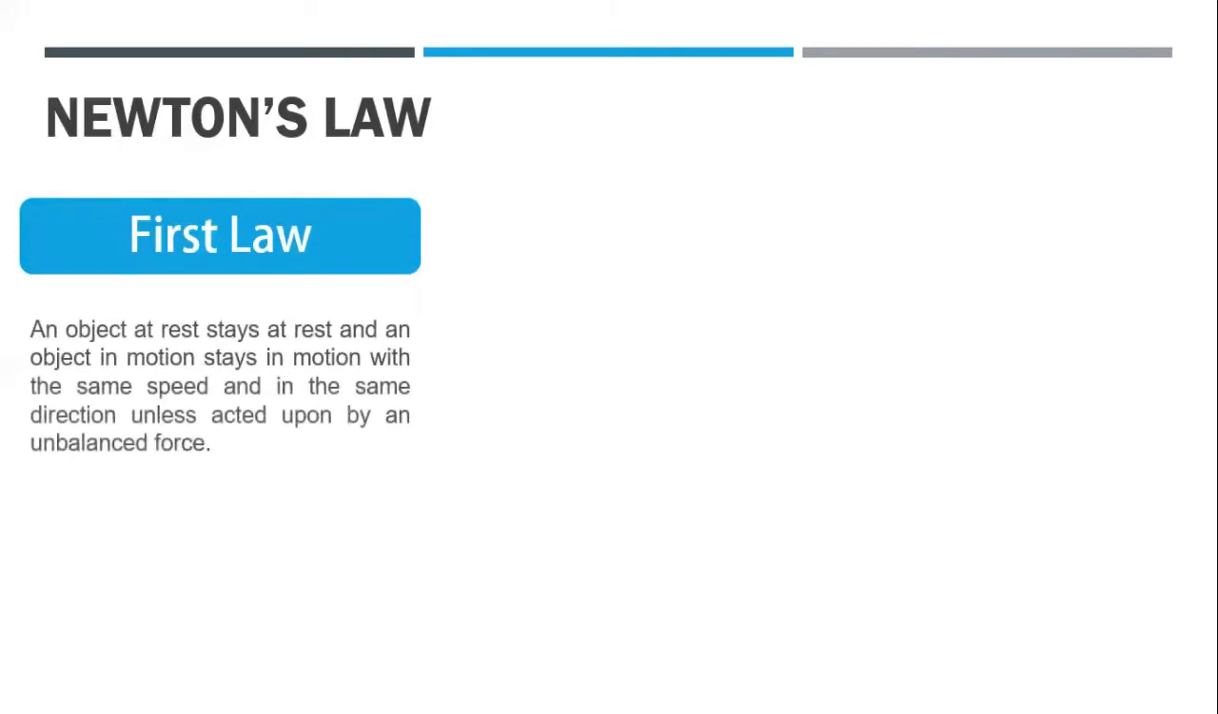The first law: an object at rest stays at rest, and an object in motion stays in motion with the same speed in the same direction unless acted upon by an unbalanced force. The keywords of the first law are rest stays, or motion with the same speed. Commonly, the first law is called the law of inertia, or equilibrium, or balanced force.